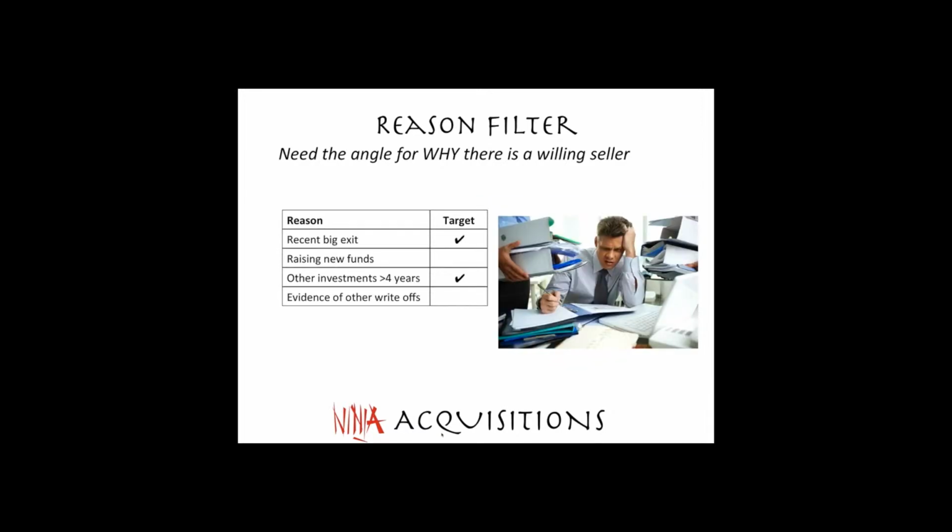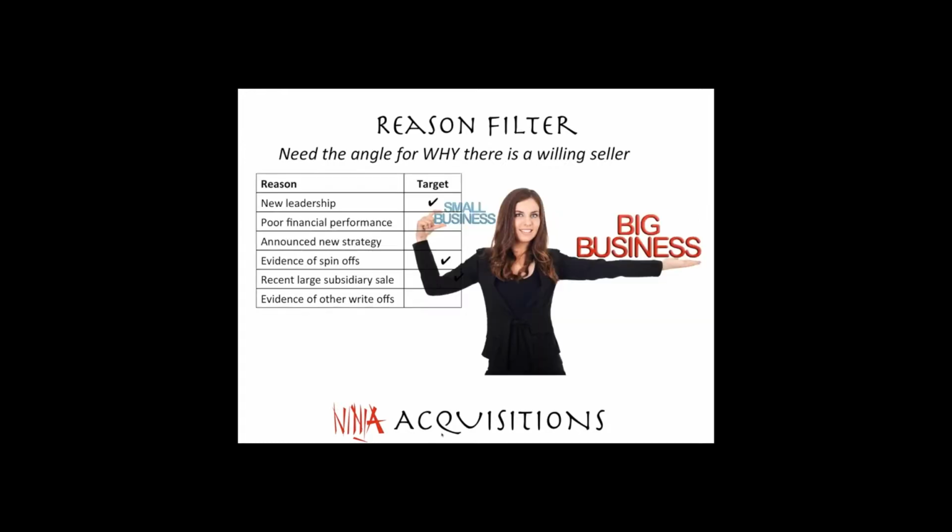And for investors, make sure that you have at least one from either a recent big exit, they're actively out raising new money, they've got lots of older investments from the research that you've done, and there could be evidence of other write-offs. All of this will have come from your basic origination research. And it's the same for changing big business. Look for new leadership, new strategy announcements, evidence of other sales or write-offs like Npower. Again, your research will have told you all this from step 2.